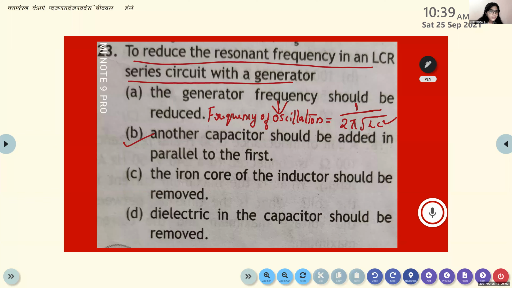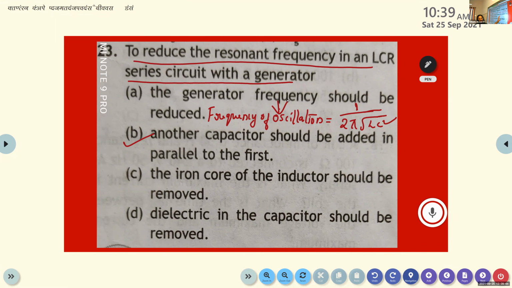Okay. Our question is how we can reduce the resonant frequency. Resonant frequency means the frequency of oscillation associated with the LCR circuit. How can we reduce the resonant frequency? For that, we use the equation. The frequency of oscillation can be calculated by 1 by 2 pi into root LC. This is the equation for calculating the frequency of oscillation in an LCR circuit or an LC oscillation. 1 by 2 pi into root of LC.